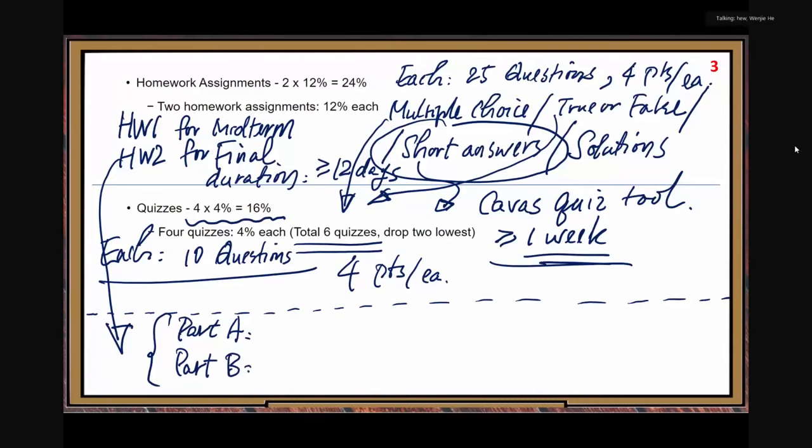Part A, concept questions. Understanding concept questions, similar to your quiz questions. Concept questions, similar to your quiz questions. Part B is a different type. So for part A, let me put part A here: you have 10 questions.